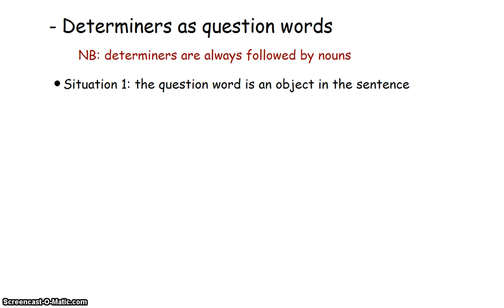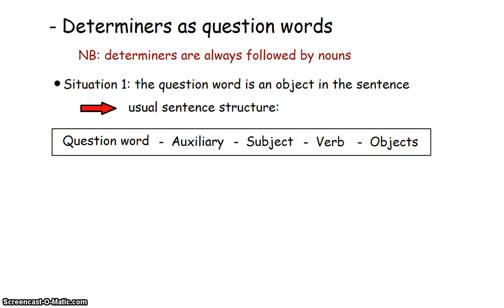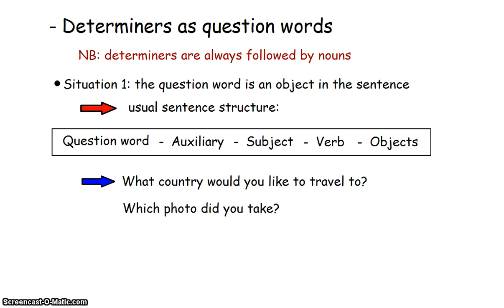So first, the question word is an object in the sentence. The sentence structure is the same as usual. So the question word, auxiliary, subject, verb, and objects. A few examples. What country would you like to travel to? Don't need to explain. Which photo did you take?